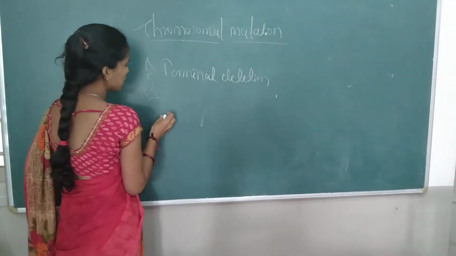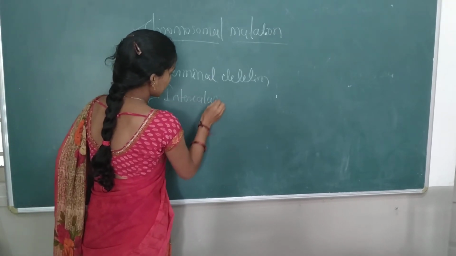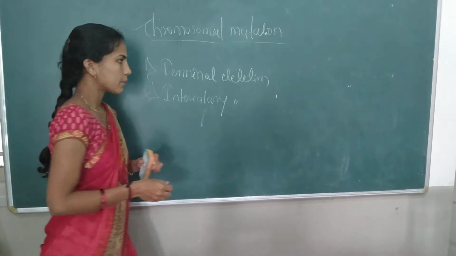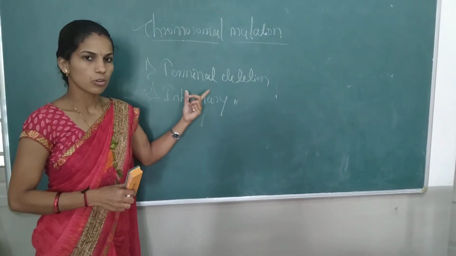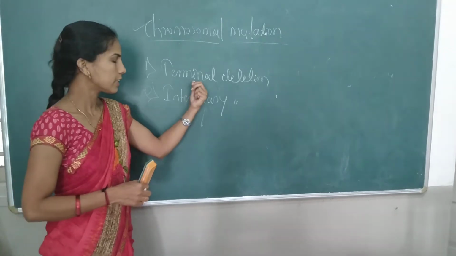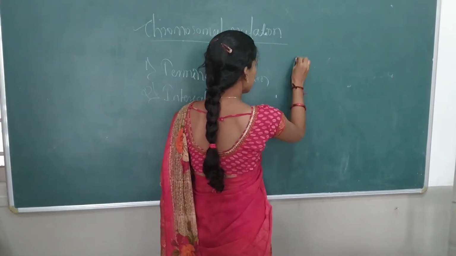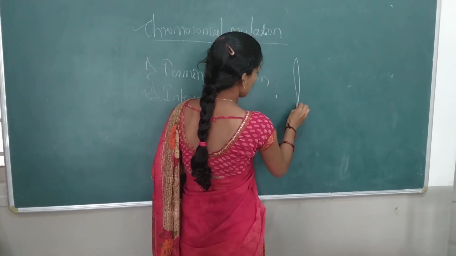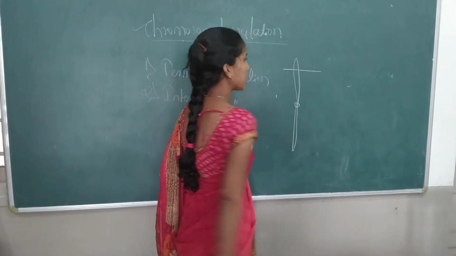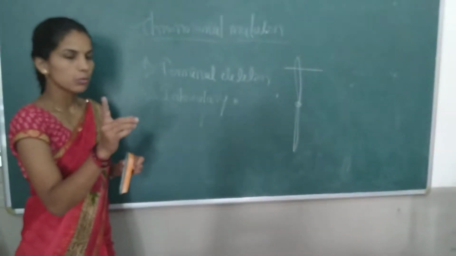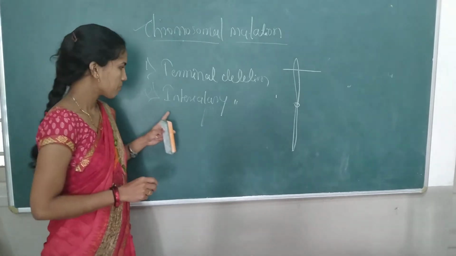So terminal deletion means what? The second one is the intercalary deletion. Terminal deletion means the chromosome segment will break at the terminal end. Okay, and this we call a single break occurring in the chromosomal segment. If it is the chromosome, the terminal part will be deleted here. So here only one break is there. That we call the terminal deletion.